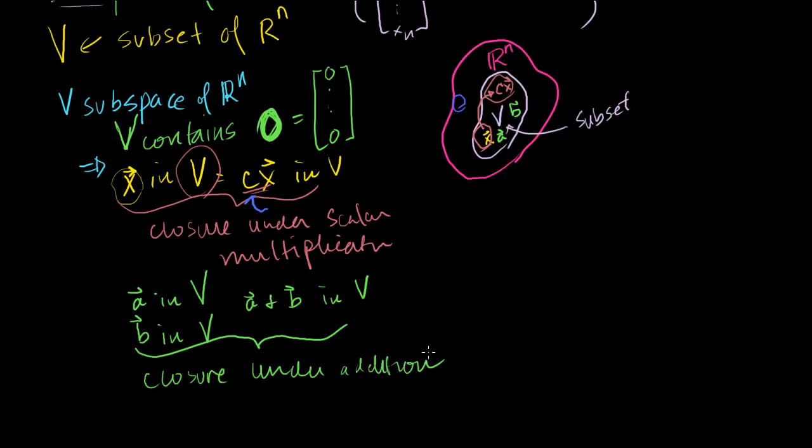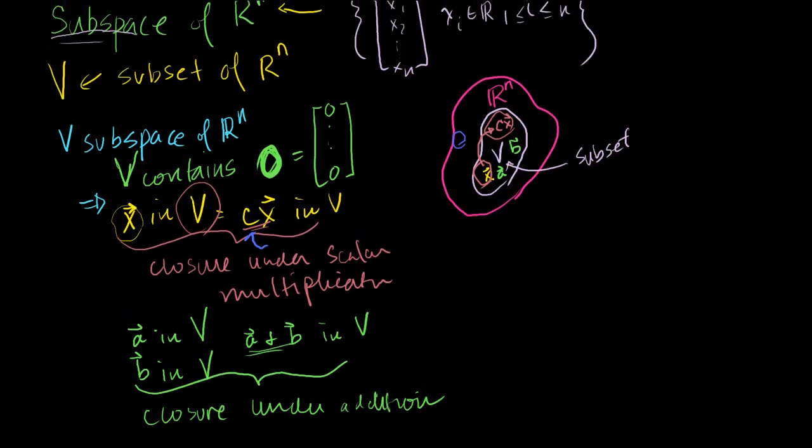Once again, just a very fancy way of saying, look, if you give me two elements that are in my subset, and if I add them to each other, and these could be any two arbitrary elements in my subset, I'm going to get another element in my subset. That's what closure under addition means. That when you add two vectors in your set, you still end up with another vector in your set. You don't somehow end up with a vector that's outside of your set.